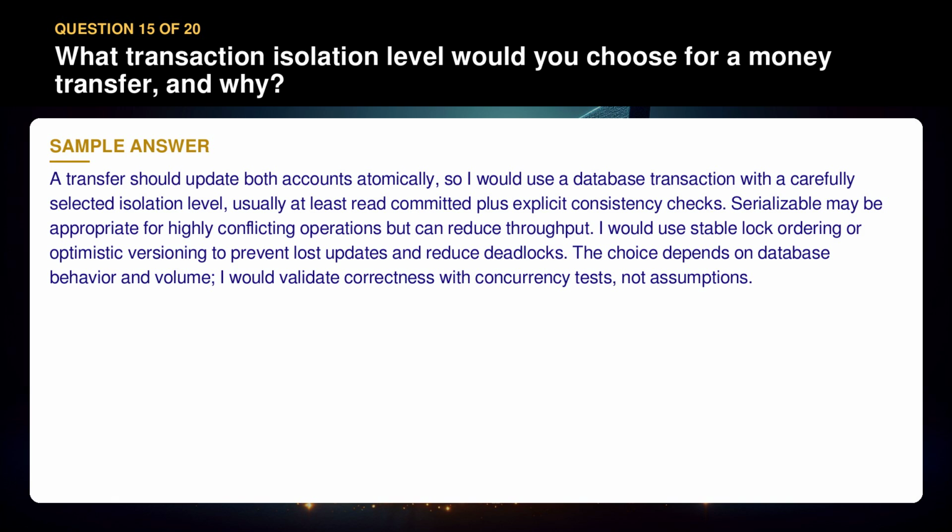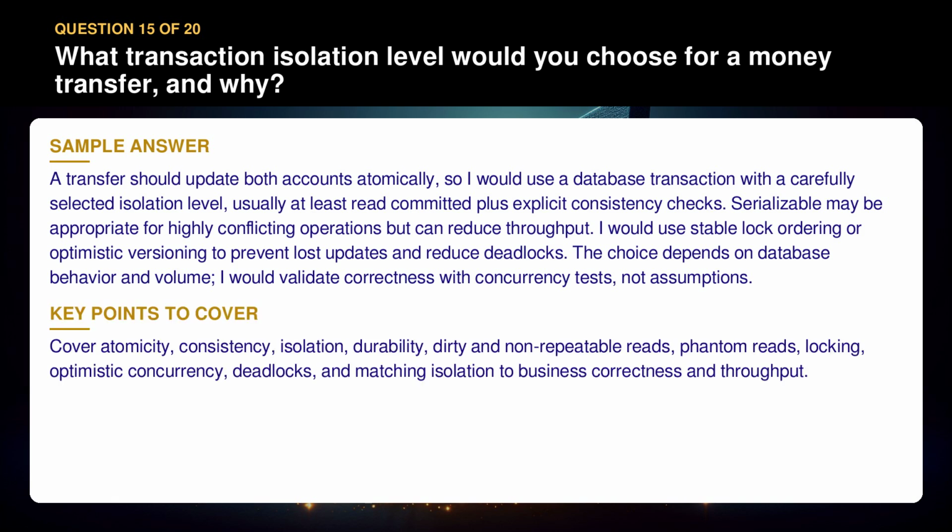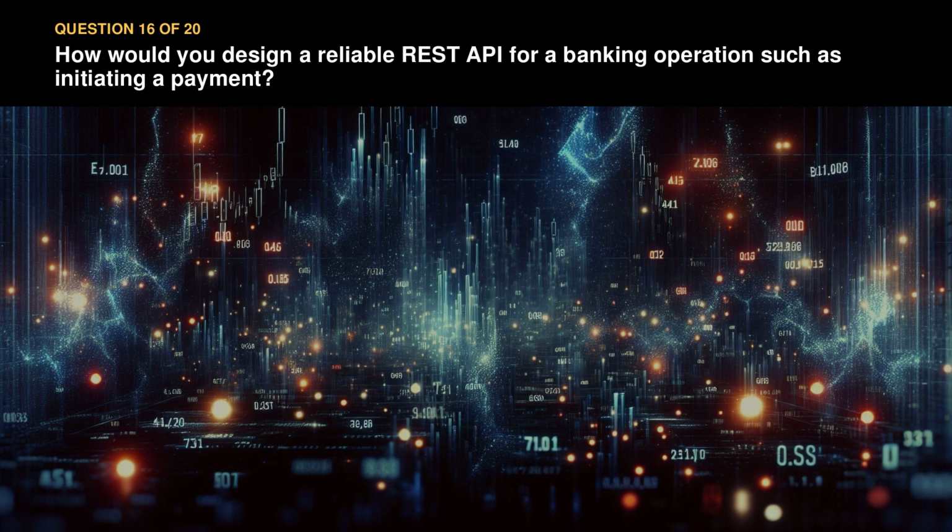I would use stable lock ordering or optimistic versioning to prevent lost updates and reduce deadlocks. The choice depends on database behavior and volume. I would validate correctness with concurrency tests, not assumptions. Cover atomicity, consistency, isolation, durability, dirty and non-repeatable reads, phantom reads, locking, optimistic concurrency, deadlocks, and matching isolation to business correctness and throughput.